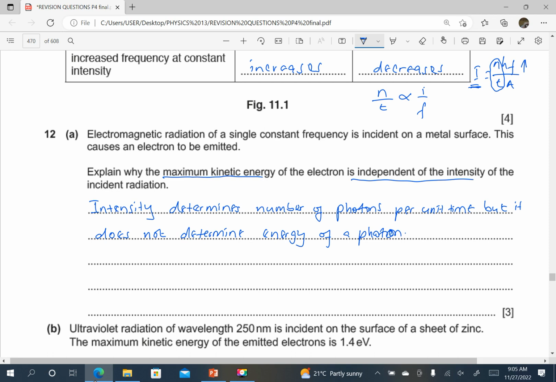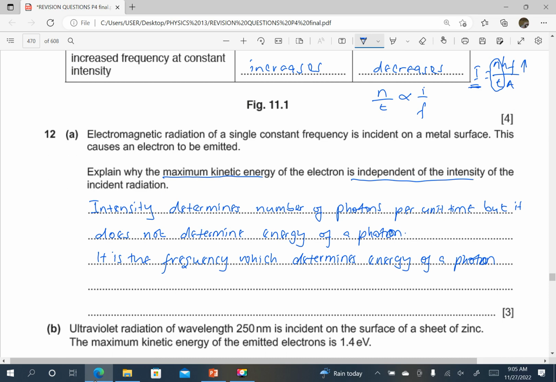It is the frequency which determines the energy of the photon.